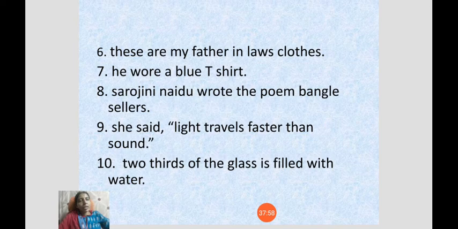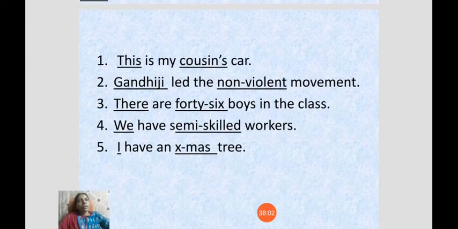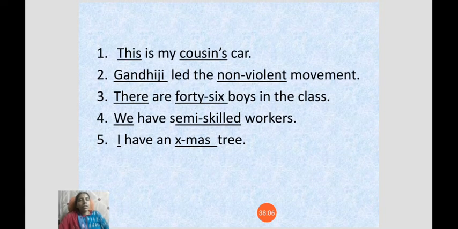So now look at the answers. The first is, "This is my cousin's car." There, the C in capital was missing in the question, and cousin's. So here we need to show the possession. So we are making it cousin's, apostrophe s. Yes.